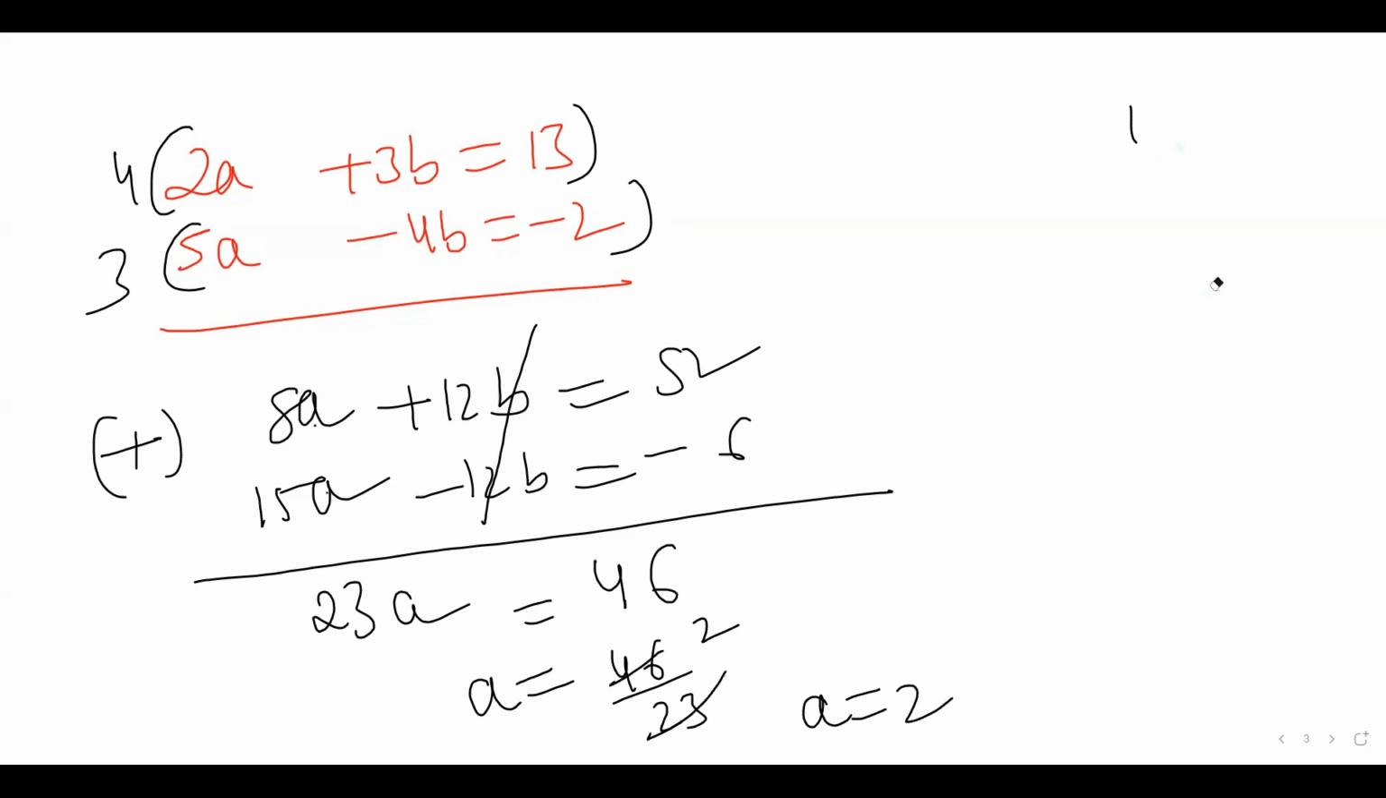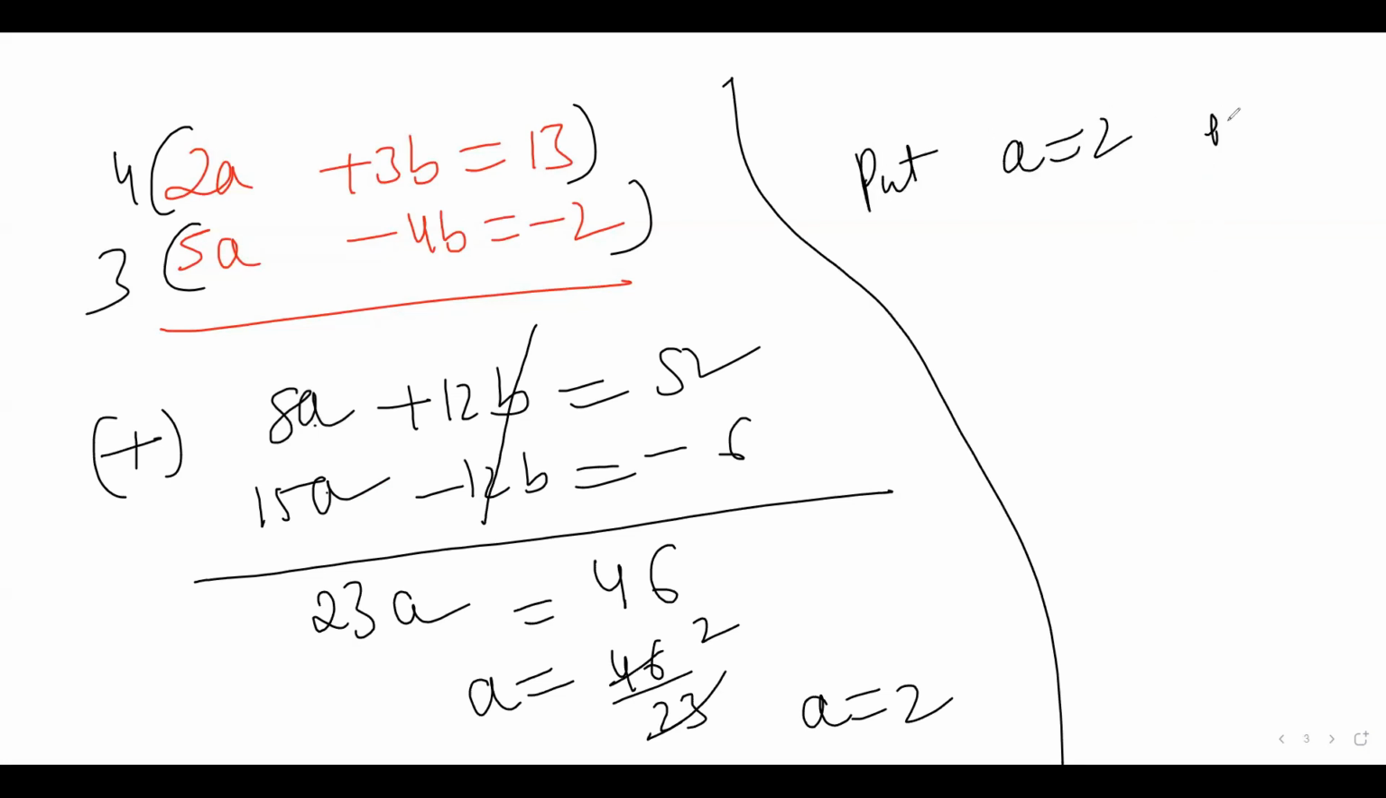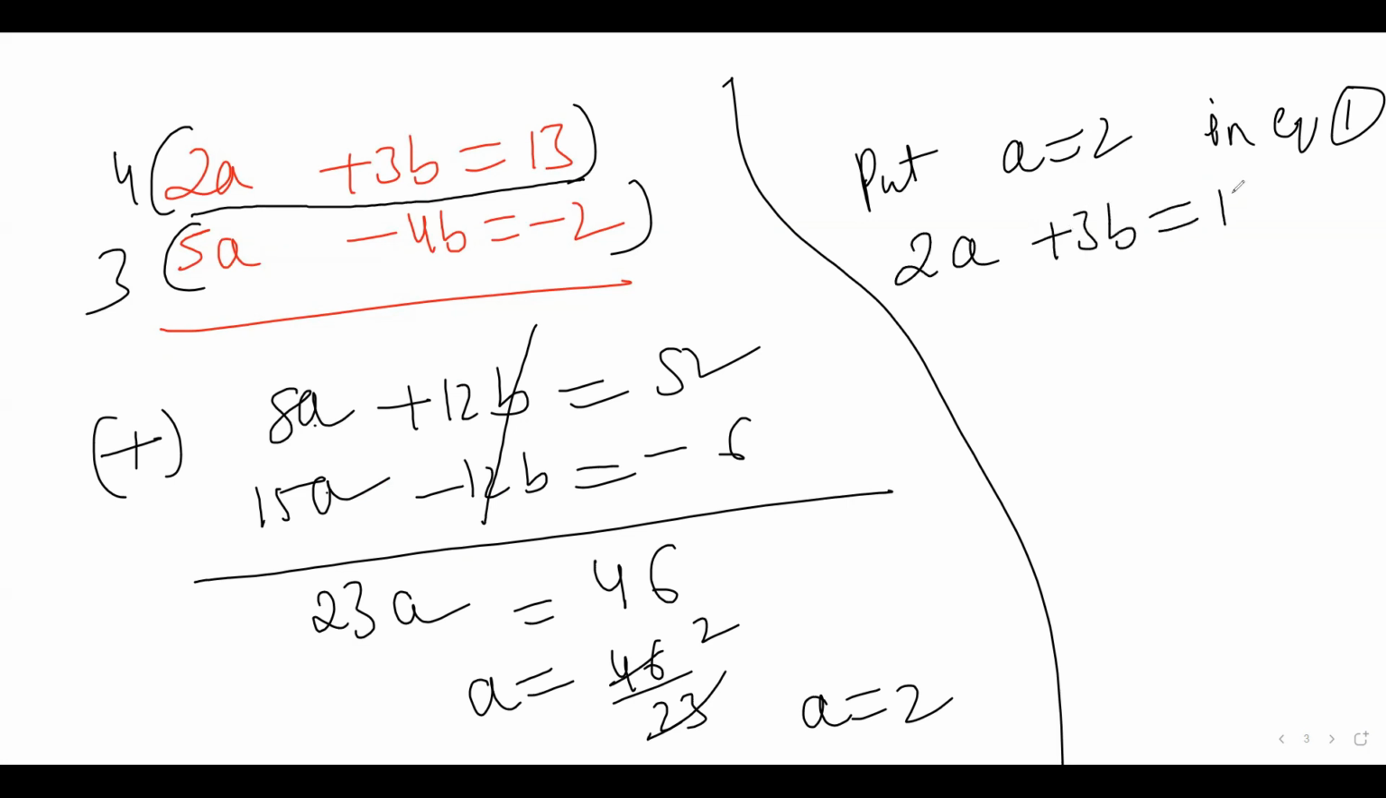I am going to substitute the a value in first equation. Put a is equal to 2 in equation 1. This is my equation 1. What is it? 2a plus 3b is equal to 13. 2 into 2 plus 3b is equal to 13. 4 plus 3b is equal to 13.